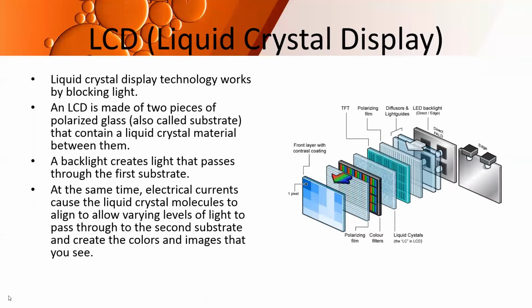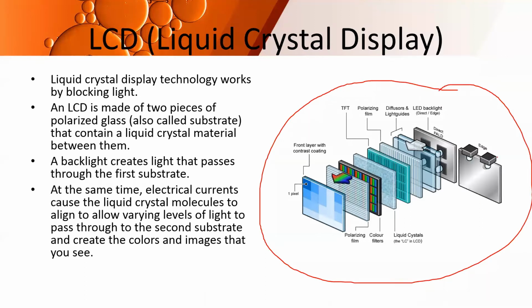So, at a glance, you can see the overall structure of LCD, the various layers which are sandwiched within your LCD screen. So these are all the layers. You have a backlight there, which is normally a CCFL backlight.